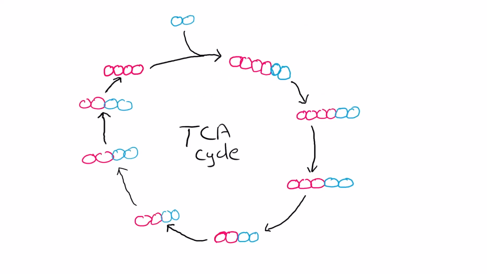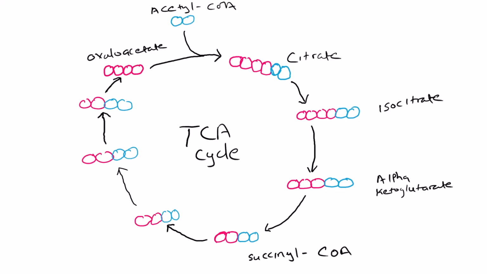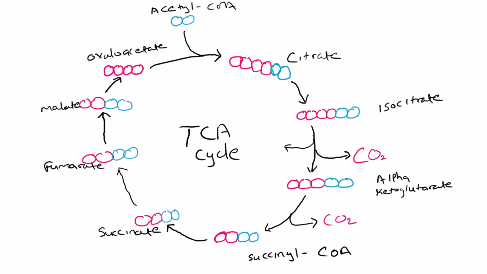Now let's talk about the reaction sequence of the TCA cycle. The reactions of the TCA cycle are carried out by 8 enzymes that completely oxidize acetate in the form of acetyl-CoA into 2 molecules each of carbon dioxide and water.